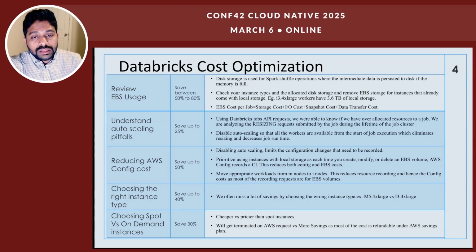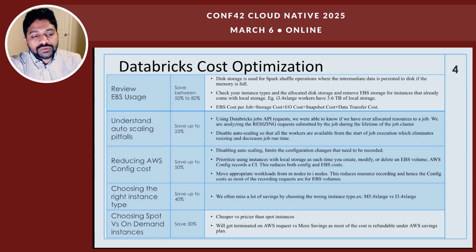That's the next point. Move appropriate workloads from M nodes to I nodes, where you can get internal volume, which will help with the EBS volume. On top of it, you can know the cost savings or cost breakdown for M node versus I node, right? So choosing the right instance is the key here. We miss a lot of savings by choosing the wrong instance. For example, M5.4xlarge versus i3.4xlarge. Both have their own place. You need to understand why we are choosing that instance rather than simply blindly going with the recommendation. So we need to have a really good understanding of choosing an instance.